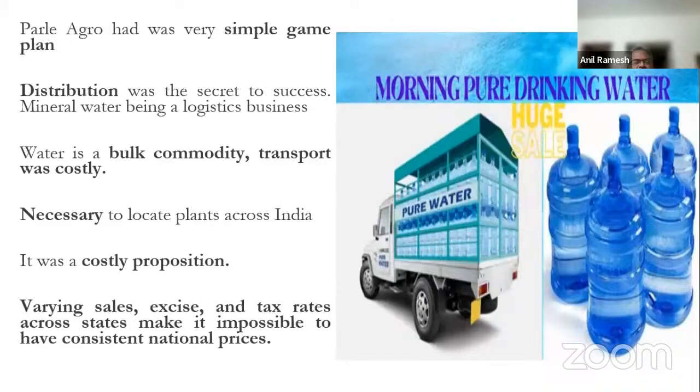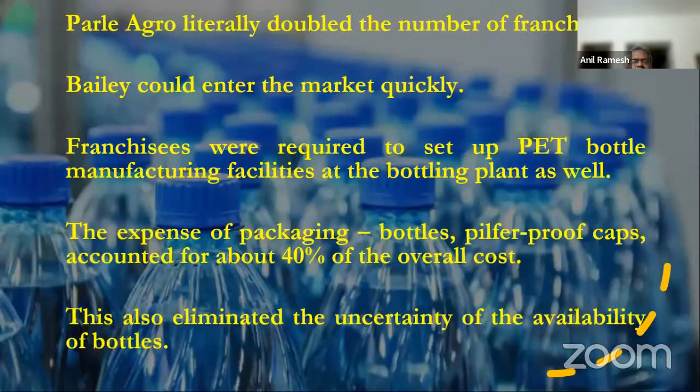And Parle was very smart. They had a very good logistics system. Parle was the competitor, so they were very smart. At that time there were varying sales excise rates. Because entry was easy, Bailey could enter. Franchises were required to set up PET bottle manufacturing. The packaging, for example bottles and pilferage-proof caps, accounted for 40%.